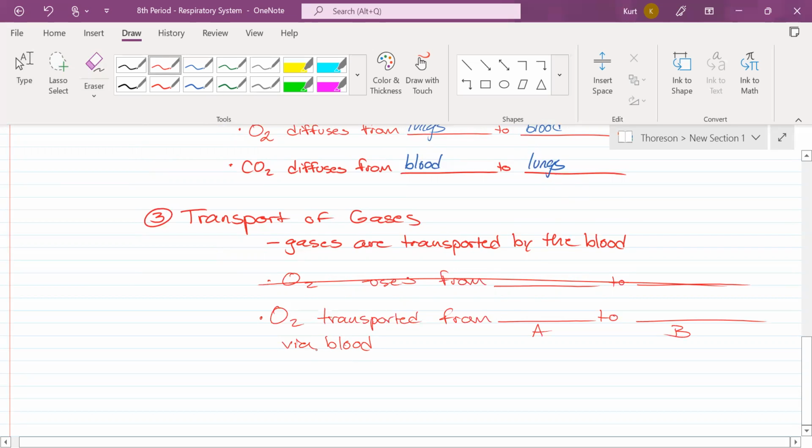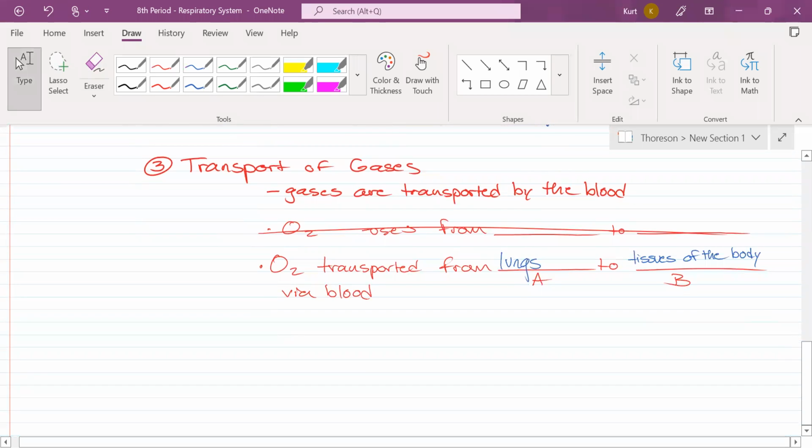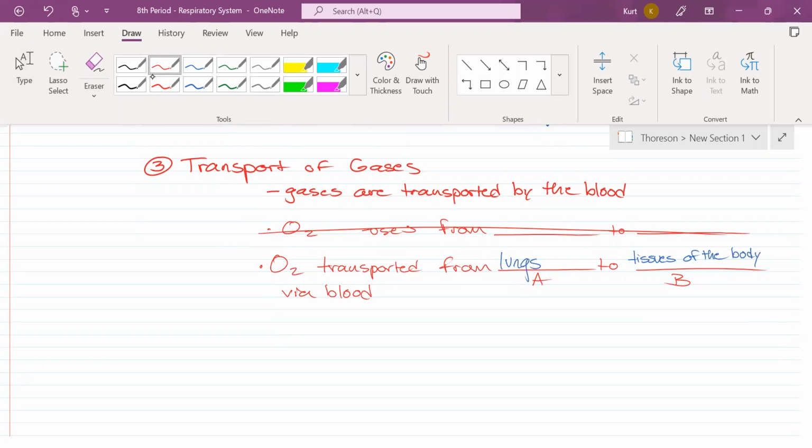Where is oxygen coming from, and where is it going to via the blood? Where did it come from? The lungs. And where's it going to? No, not the heart. No, the blood is the vehicle in which it's traveling. The blood is allowing it to go from A to B. A is the lungs. Where's it going? More specific. Tissues of the body. So Lance, when you said lung, or when you said heart, that's a partial answer. The heart is part of the body, so it's all the body, not just the heart.